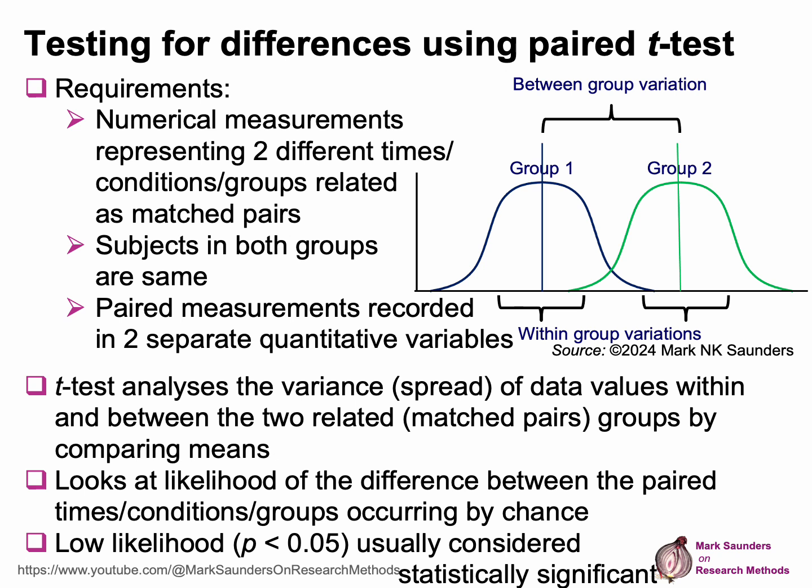In other words, we're looking at the likelihood of a difference between the paired times, conditions or groups occurring by chance. And if there is a low likelihood, normally a probability of less than 0.05, which is 1 in 20, we usually consider this difference to be statistically significant.